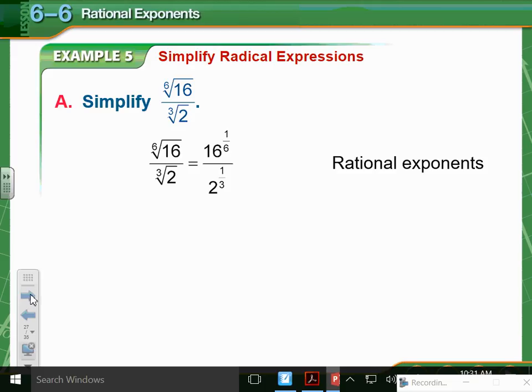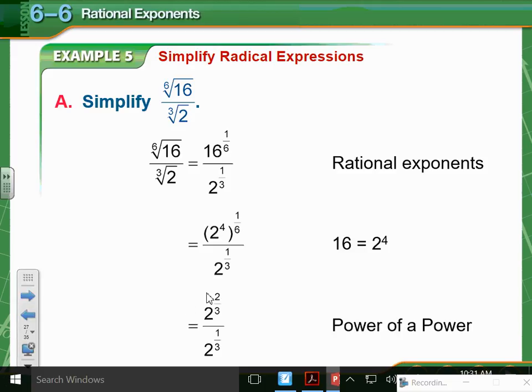And then our rules for exponents say that we can subtract the exponents through division. Well, they're going to break down this a little bit first. 16 is the same as 2 to the 4th. So when you multiply these exponents together, we get 2 to the 4/6, or reduces to 2 to the 2/3 power. Still 2 to the 1/3 power on the bottom.